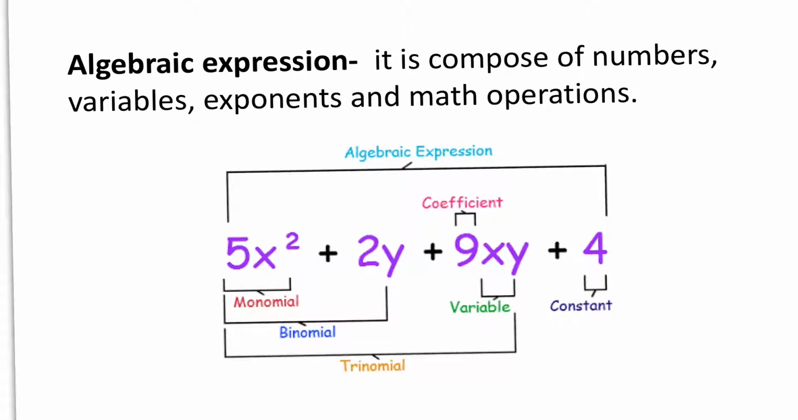So you guys see on the screen here, I have an expression, 5x squared plus 2y plus 9xy plus 4. First of all, it is an expression because we have variables. You guys see the x, the y, x, y. We have exponents. You guys see the squared here.